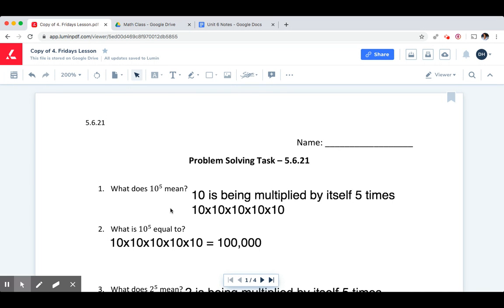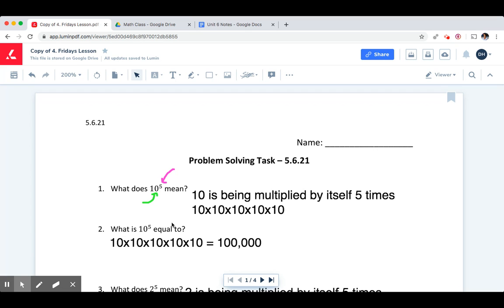Okay, for today's problem-solving task, we are seeking something that we are familiar with. We're seeing what we call exponents. So, number 1 is asking us, what does 10 to the 5th power mean? So whenever I see something written in exponential form, there's going to be a base, and there's also going to be an exponent. So here, 10 is my base, and 5 is my exponent.